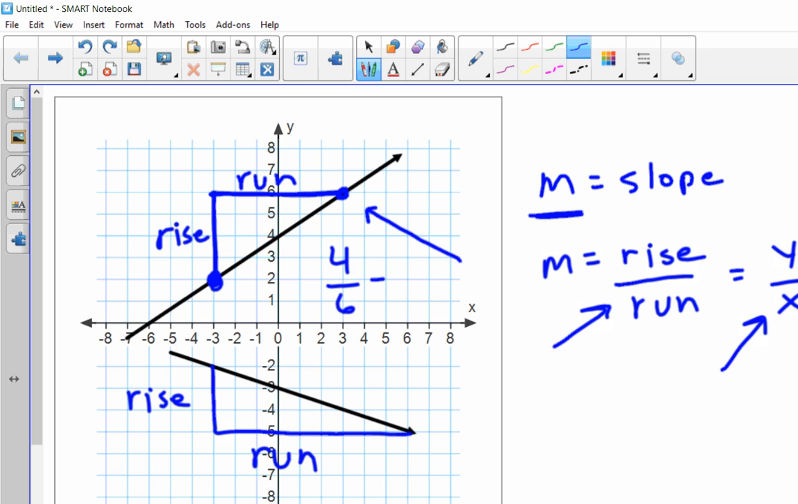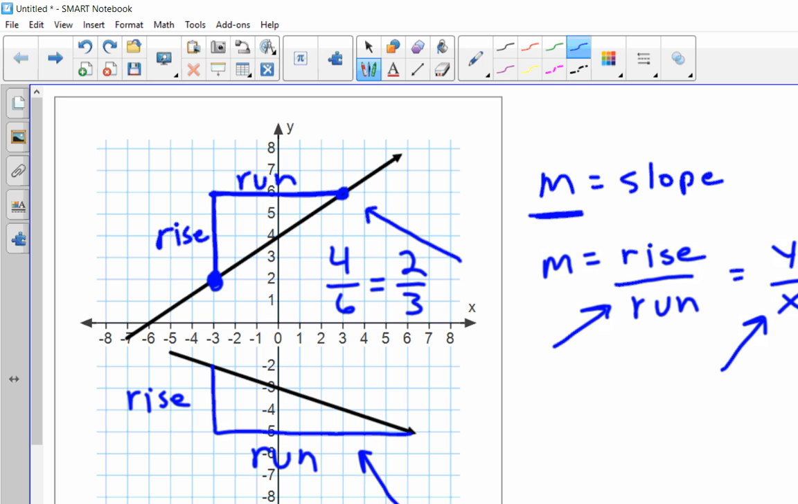And I always want to reduce that if I can. In this case, 2 goes into both the top and the bottom, and I can reduce it down to 2/3. So that line has a slope of 2/3. I can pick any two points on that line to get my rise and my run, so it should be the same no matter which two points I pick.